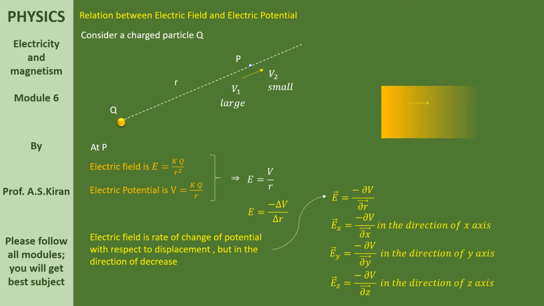Let us observe the diagram. Yes, there is a potential which is decreasing in a particular direction. The electric field is in the direction of decrease in the potential.